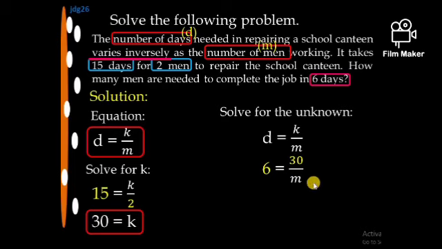And then, hinahanap natin yung bilang ng tao na kukumpleto dun sa work. Multiply the whole equation by M. So, we have 6M is equals to 30. Then, divide both sides by 6. So, we have M is equals to 5. So, we have now the value of M, which is 5.